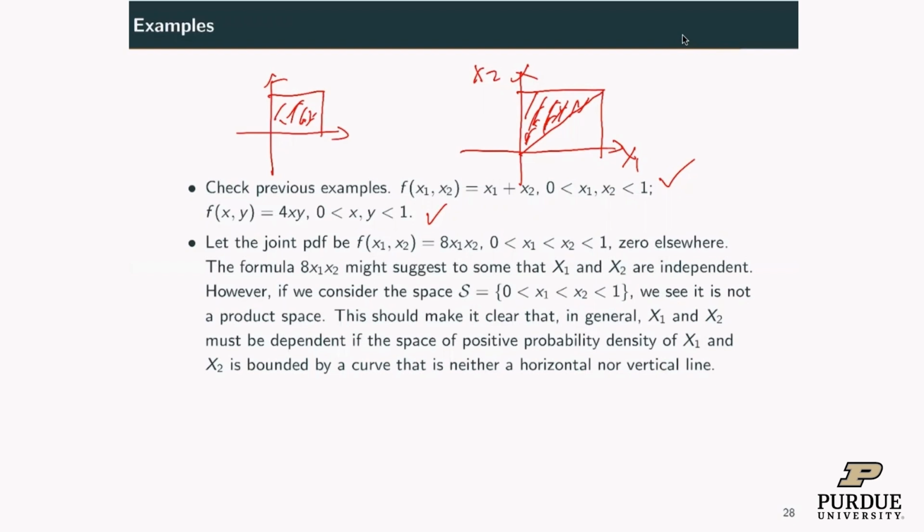This should make it clear that in general, x1, x2 must be dependent if the space of positive probability density is bounded by a curve that is neither a horizontal nor a vertical line. So this is not a rectangle shape, so it must be dependent.